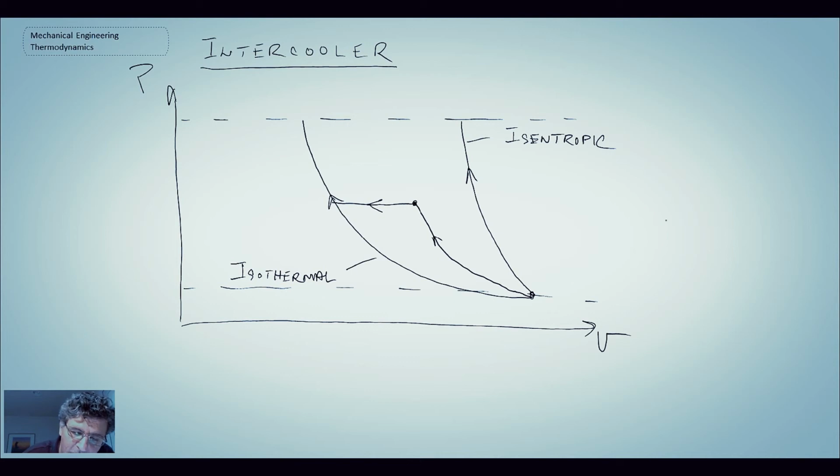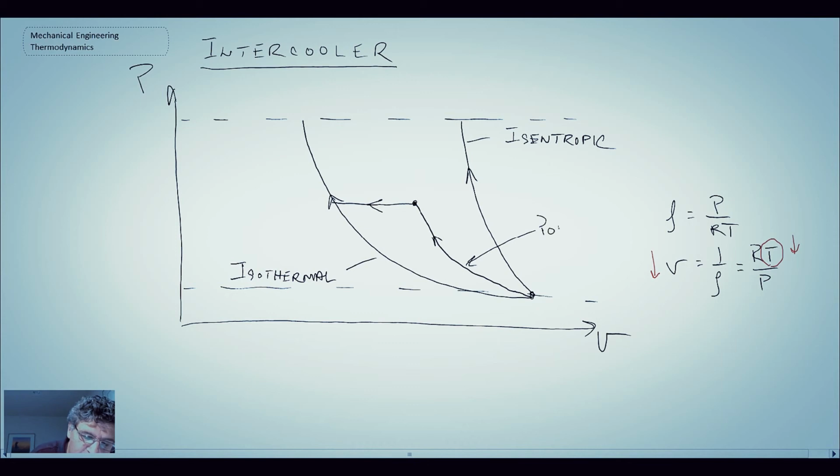Because if you recall, density is P over RT, specific volume is 1 over rho, which would be RT over P. So if we are to cool the gas and we're dropping the temperature down, our specific volume will go down. So that's why we're moving to the left on that curve. And we go through this intercooling. So first of all, the first stage here is polytropic. And then we do intercooling.